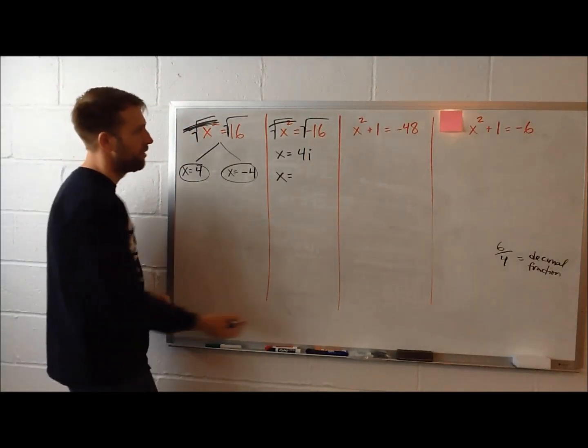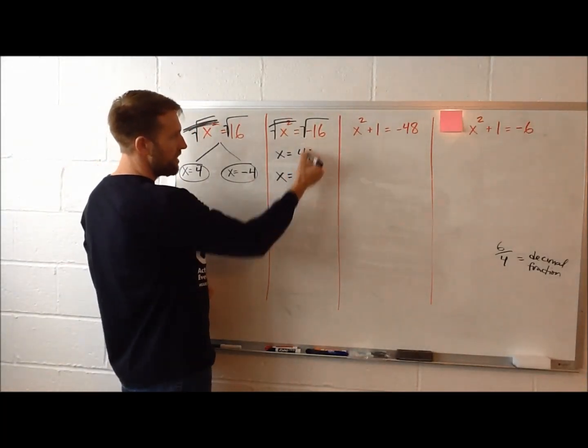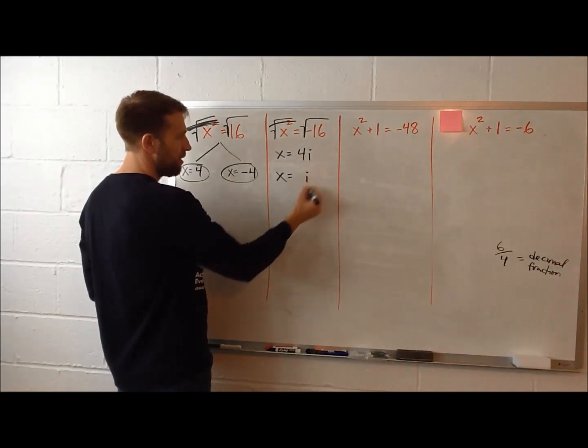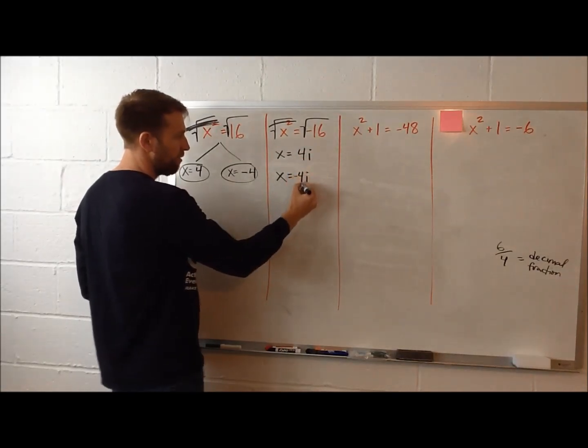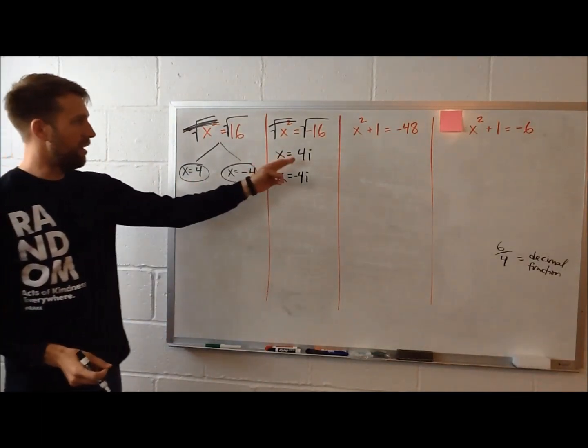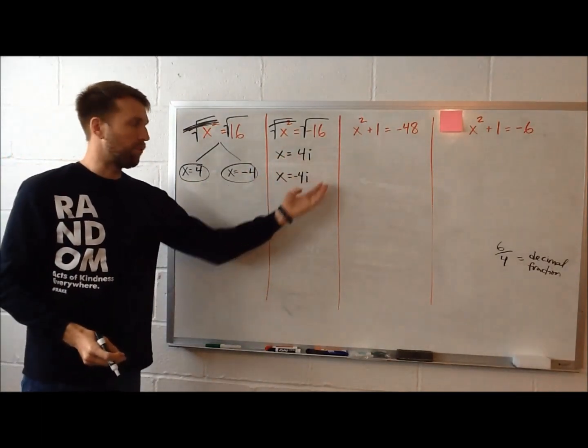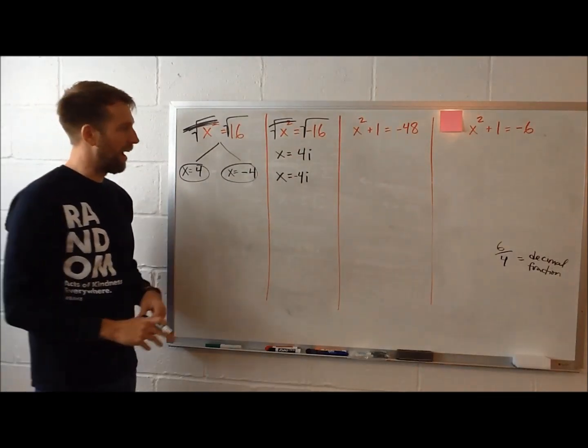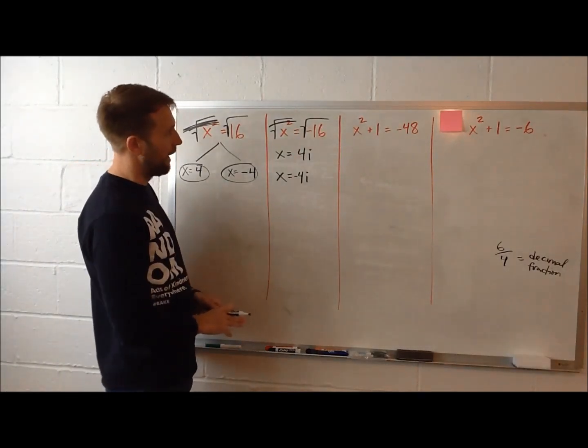The other option is that the square root of a negative we know is imaginary, but it could have been a negative 4 as well. So the way that we just did this one, we had 4 and negative 4. Here we're going to have 4 and negative 4, but we're going to have that imaginary. So 4i or negative 4i.